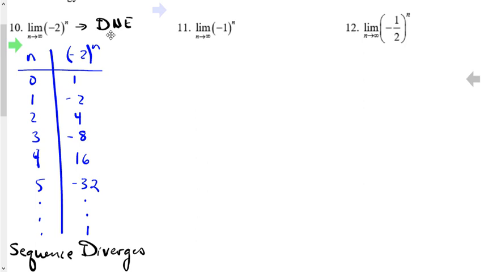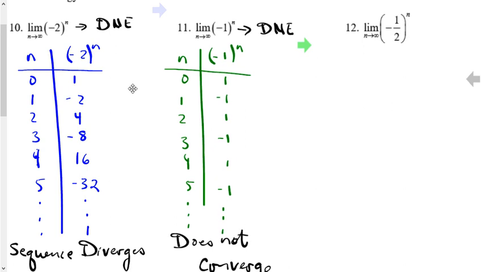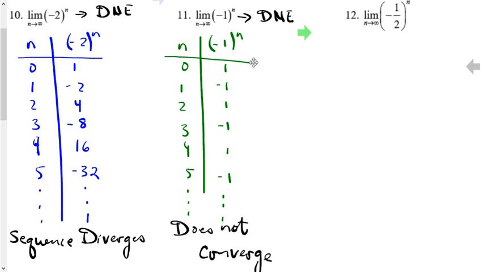The next one. As I have my n values increasing, my term value bounces between positive 1, negative, positive, negative. It does not converge. I wouldn't say it diverges. They're not getting further apart. It's just not converging. So we'd say the limit doesn't exist because it's not converging to a finite number.